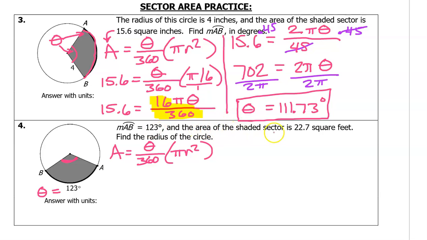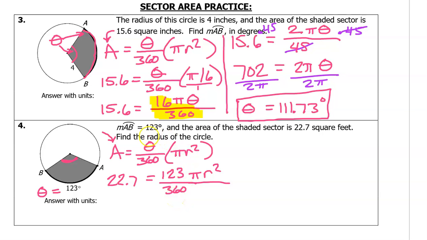So what else do we know? The area of the shaded sector is 22.7 square feet. So they are giving us the sector area again, they are giving us A. So the 22.7 goes out in the front. And we are given that theta is 123. So we have 123 over 360. That leaves us with the pi r squared, which I'm just going to stick up here in the numerator. So I've got 123 pi r squared over 360.